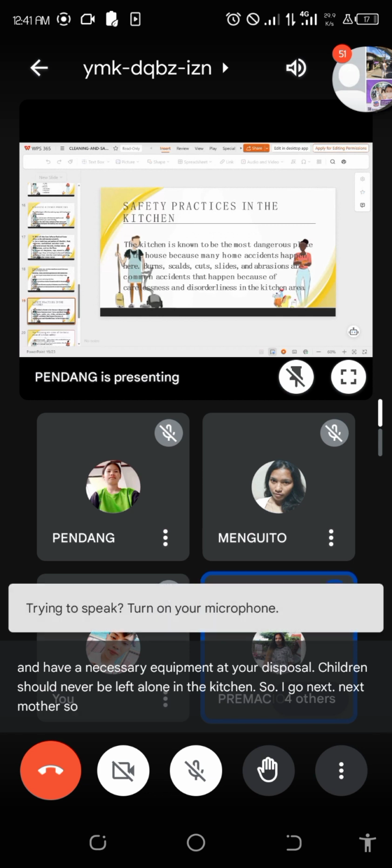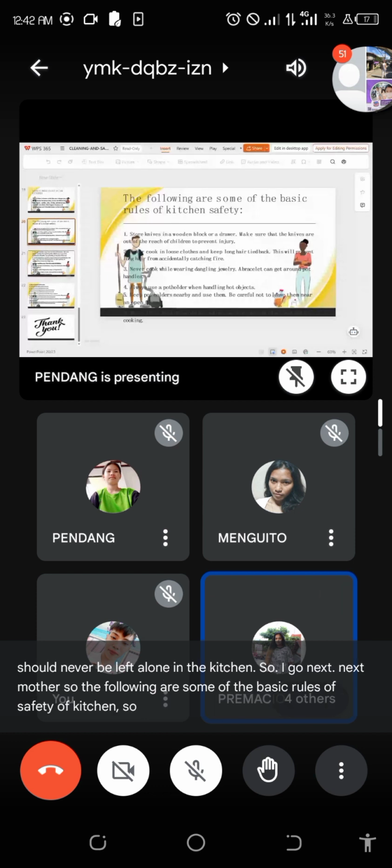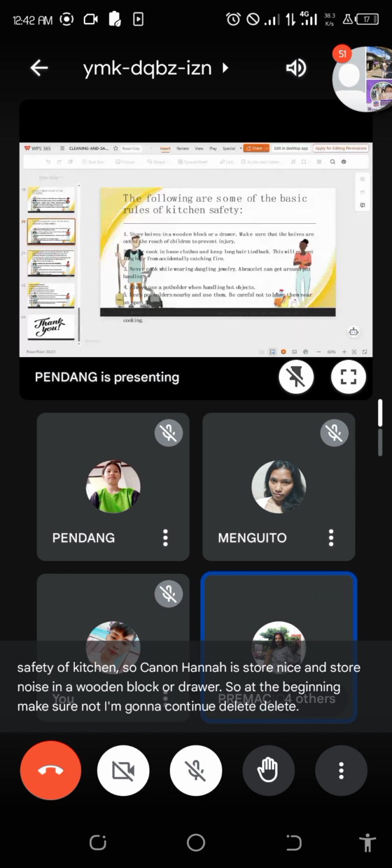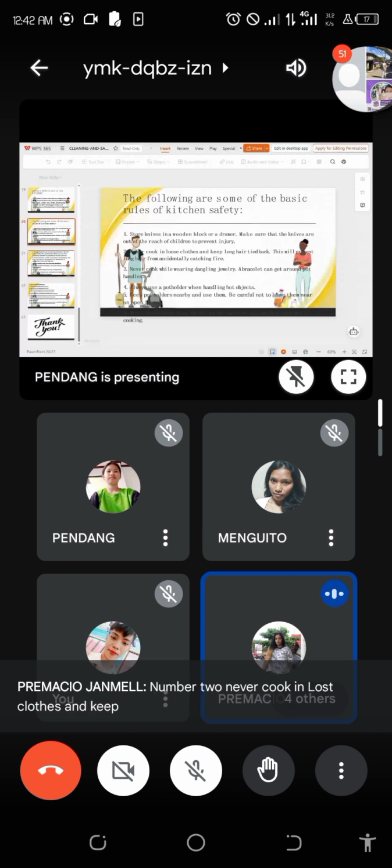So, the following are some of the basic rules of safety in the kitchen. Number one, store knives in a wooden block or a drawer. Make sure the knives are out of the reach of children to prevent injury. Number two, never cook in loose clothes and keep long hair tied back.